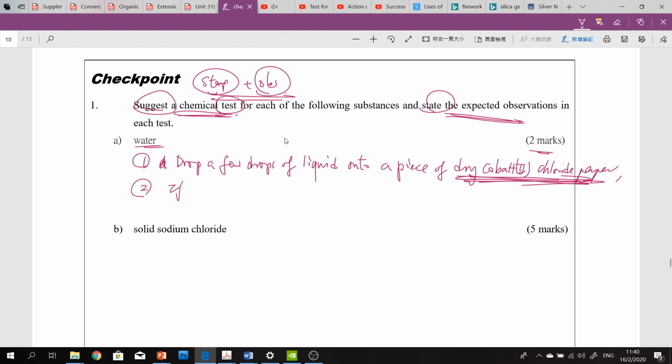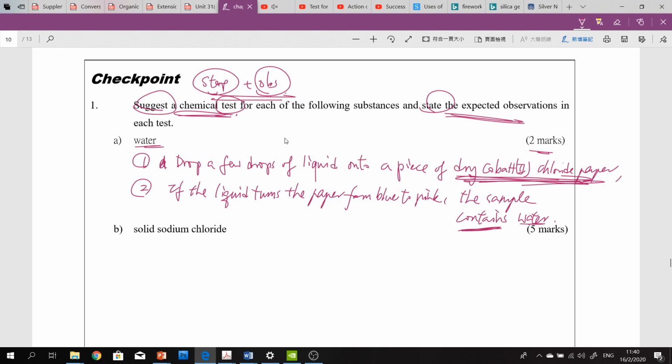And 2, if the liquid turns the paper from blue to pink, the sample contains water. So you may see the words from blue to pink, contains water. Now somebody will think, Mr. Chin, is it a good test to show that it is pure water?